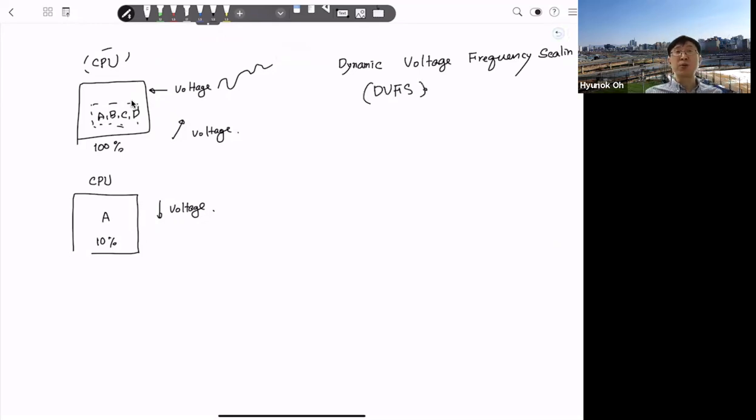So modern processors are supporting this kind of feature. If the CPU utilization is going higher, then they are increasing the voltage and consuming more energy and power. If the CPU utilization is getting lower, then they are decreasing the voltage, so the power consumption is reduced, energy consumption is reduced, and temperatures are going down. That is much better, right? This kind of thing is already implemented in modern processors.